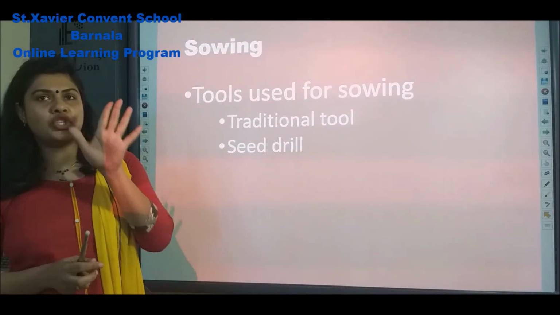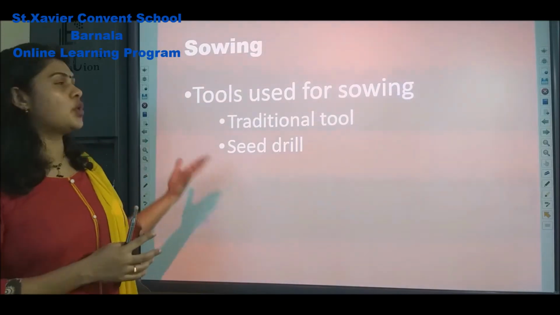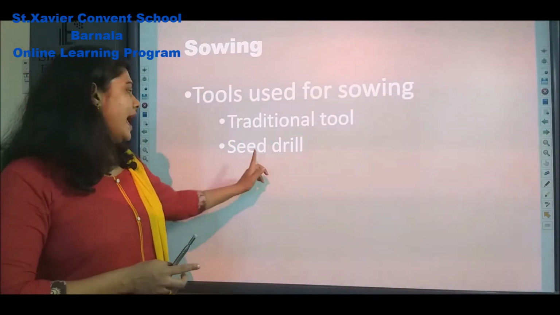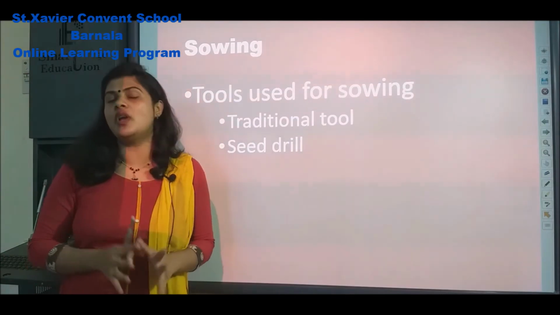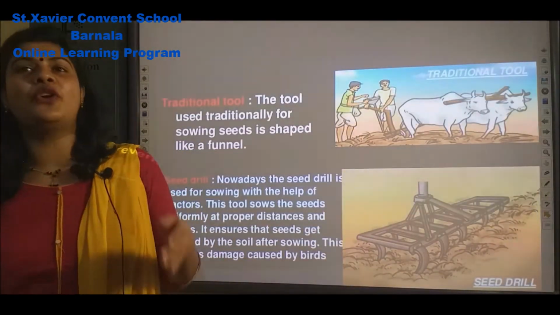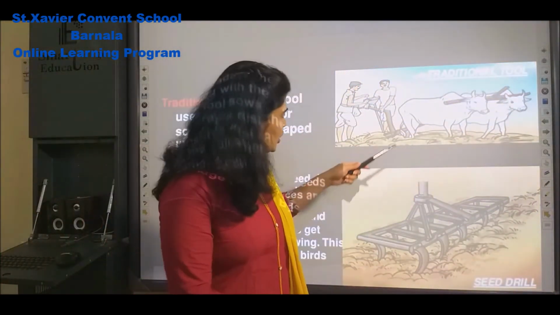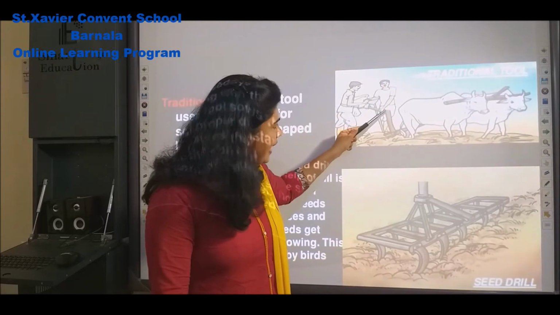Before sowing, one of the most important tasks is to know about the tools used for sowing seeds: the traditional tool and the seed drill. First we are going to discuss the traditional tool. The tool traditionally used for sowing seeds, we can see in the picture. It's shaped like a funnel.